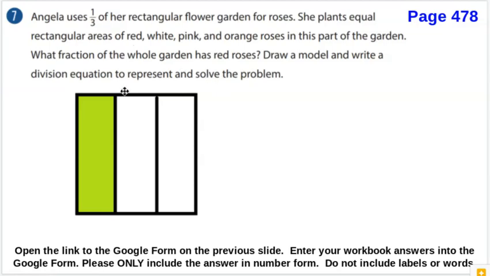So you want to think about how you can take this green piece, fair share it with the 4 colors, and then remember, we want to know the value of just one piece of the model for the red roses. Please push pause on the video now, complete the problem in your workbook, and then head over to your Google form to answer these 2 questions. When you're ready, come back and push play, and we'll go over the next problem.